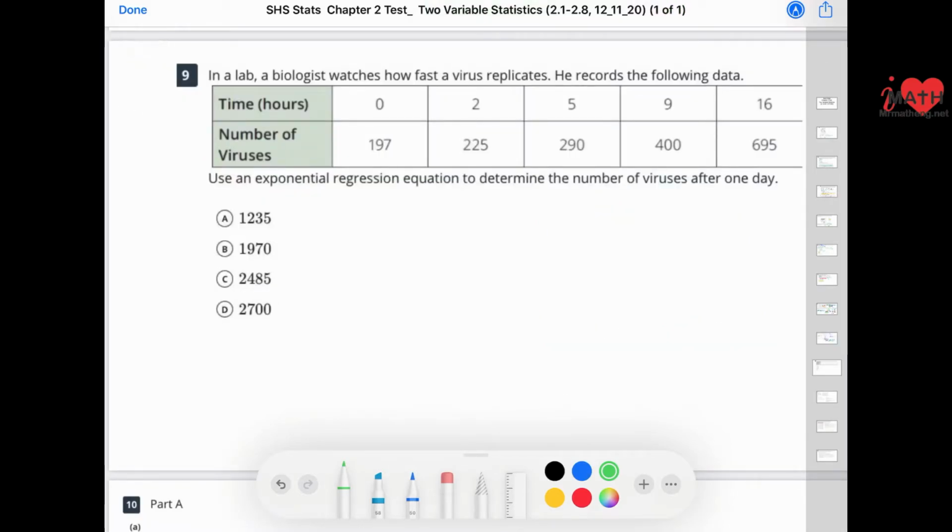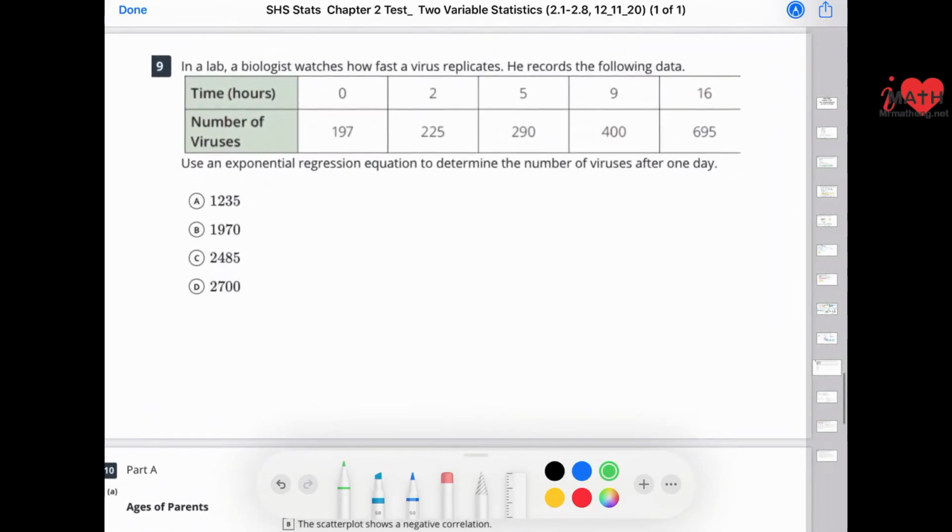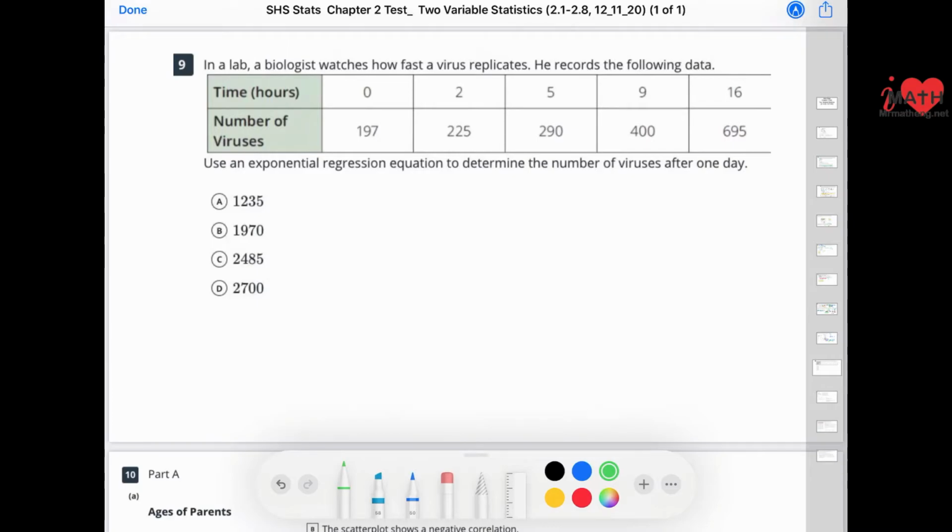Question number 9. In a lab, a biologist watches how fast a virus, maybe like the coronavirus, replicates. He records the following data. Use an exponential regression equation to determine the number of viruses after 1 day.